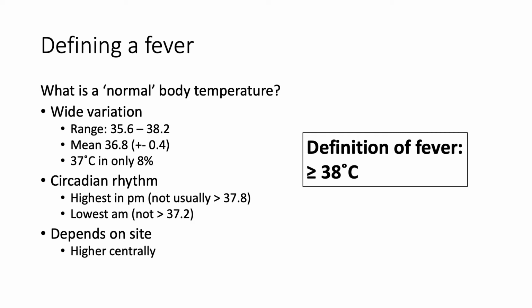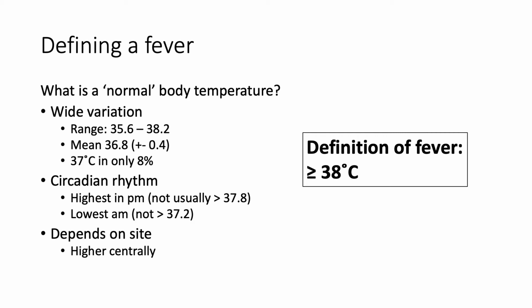The other thing about normal body temperature, about body temperature regulation, is that it follows a clear circadian rhythm. As you can see on normal temperature charts, there's no flat line. The temperature varies between morning and afternoon in these up and down spikes. It's highest in the afternoon, but not usually higher than 37.8. And it's lowest early in the morning, not usually higher than 37.2.